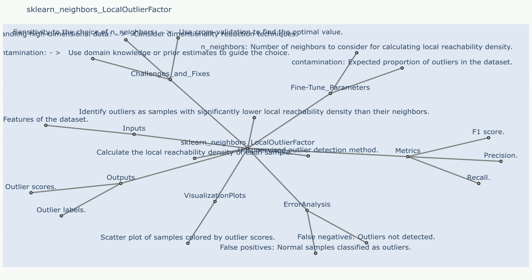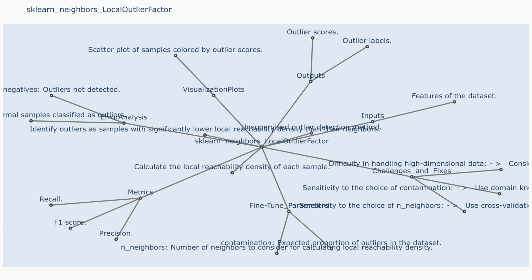Visualization plots: Scatter plots visualizing the data points with different colors or sizes representing their LOF scores can reveal outliers as data points with distinct visual patterns. Density plots: plotting the distribution of LOF scores helps identify the threshold for separating outliers from inliers.